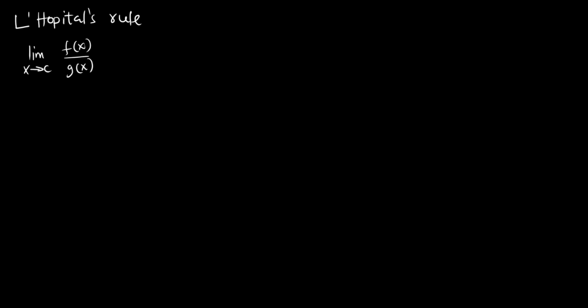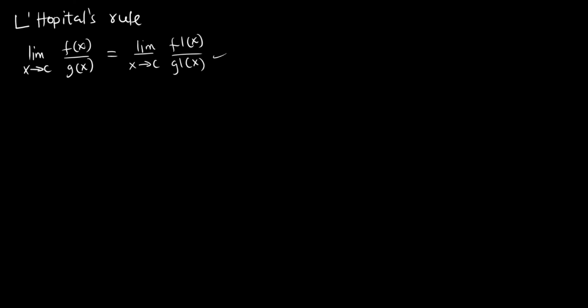It says that if you are to find the limit of the function f of x divided by g of x as x approaches c, this is the same as taking the limit of the first derivative of the function f of x divided by the first derivative of the function g of x, as x approaches c. So what you have here is the same as what you have here. That's what L'Hopital's rule says.